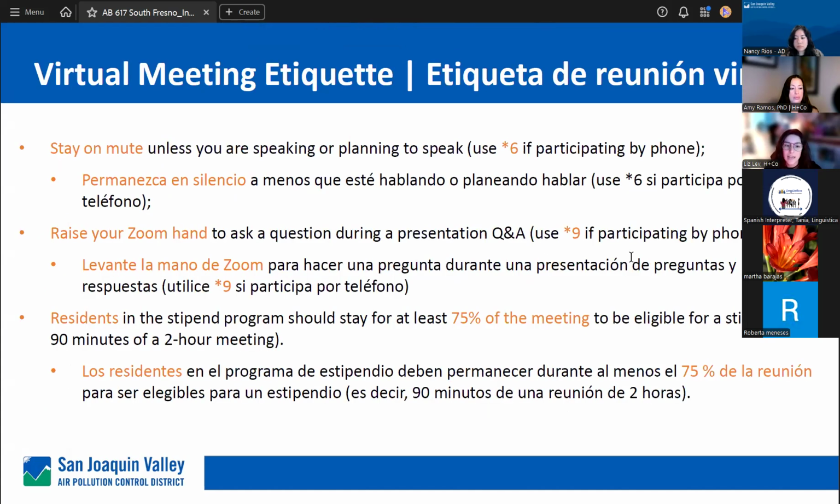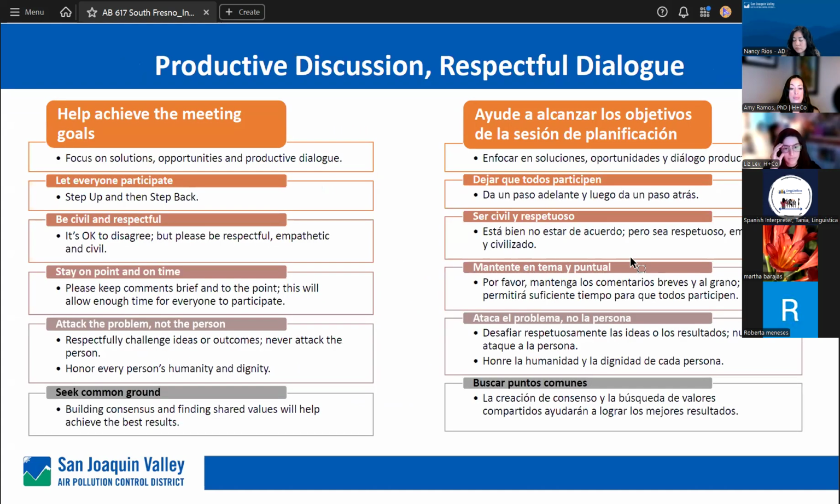And on this slide, we have our virtual meeting etiquette. We ask for folks to stay muted unless you are speaking. And if you are calling in on the phone, you can press *6 to mute and unmute. If you have a question or comment, we also ask that you raise your Zoom hand. And if you are calling in on the phone, you can press *9 to raise your hand. And just a final reminder here for residents in the stipend program, we ask that you stay on for at least 75% of the meeting to be eligible for that stipend.